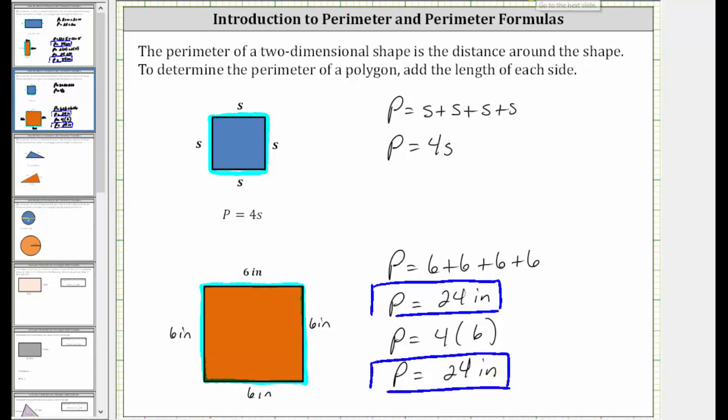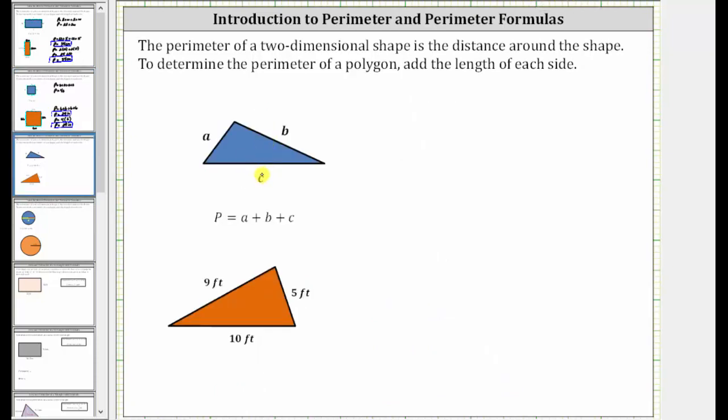And now let's consider a triangle. There is no special formula for the perimeter of a triangle. We simply add the lengths of the three sides. So if we label the lengths of the sides A, B, and C, walking around the triangle, the perimeter is A plus B plus C. So looking at the triangle below, the perimeter is going to be 9 feet plus 5 feet plus 10 feet. So the perimeter P is equal to 9 plus 5 plus 10, which is equal to 24. The perimeter is 24 feet.